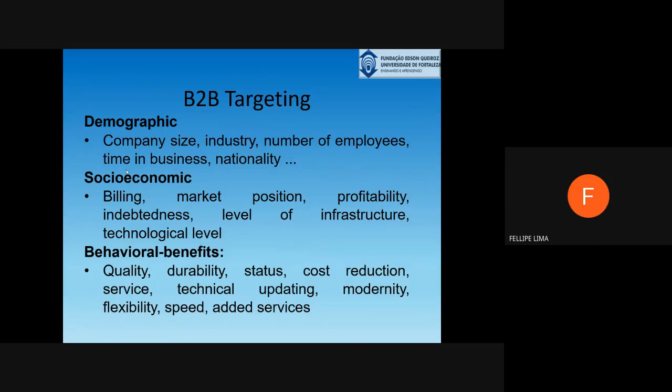Since it's another company that you are going to do business with, you have to think about some kinds of benefits that you usually do not think about when you are trying to sell to the final consumer, like durability, cost reduction for the client, and the speed in the production of your client with that new product.